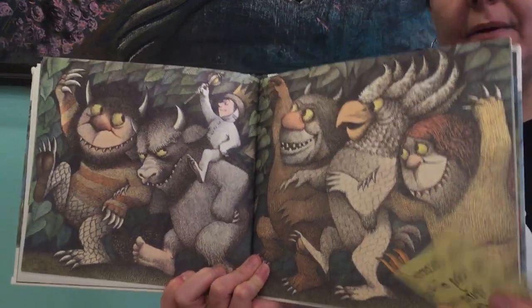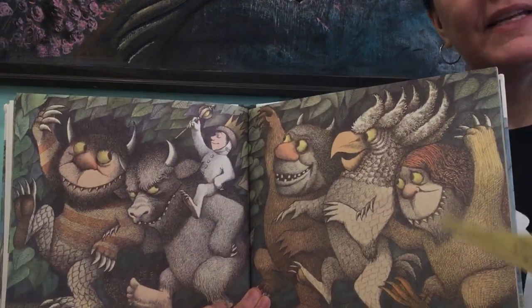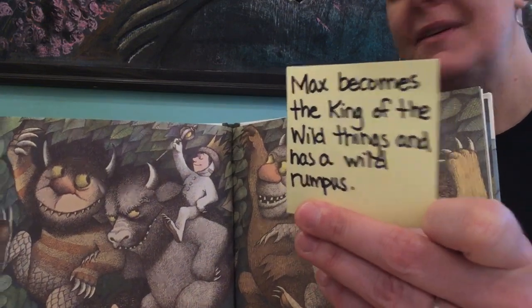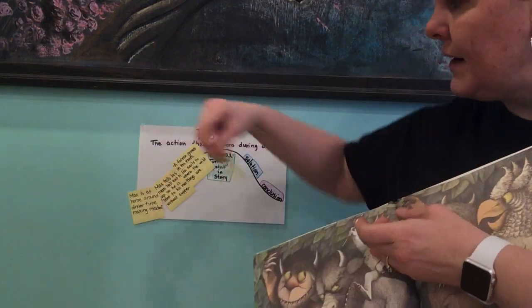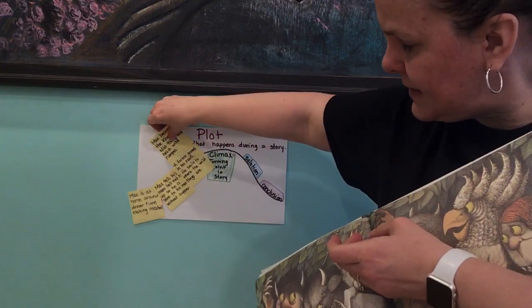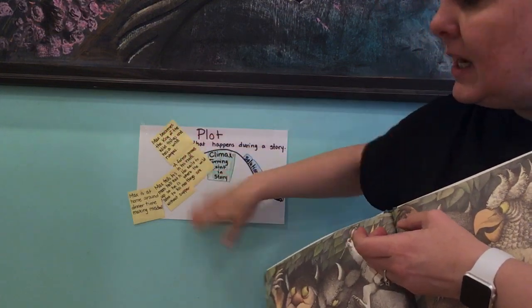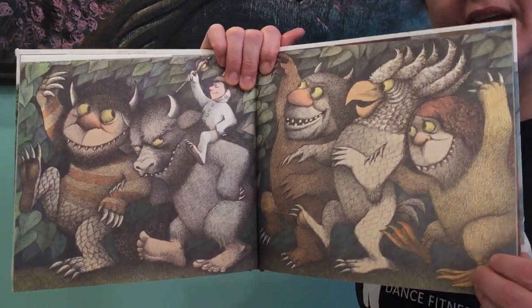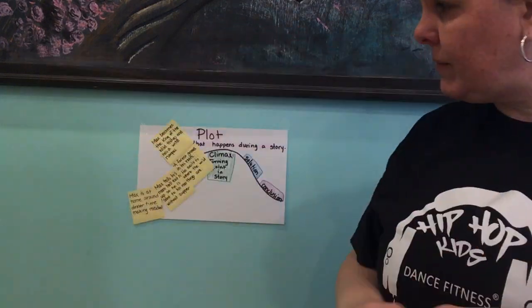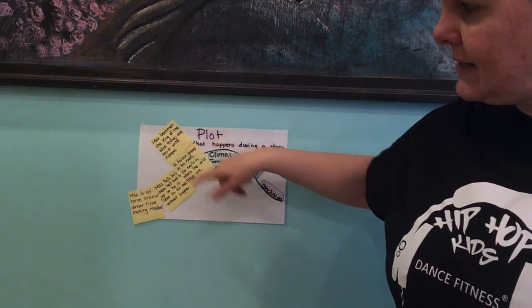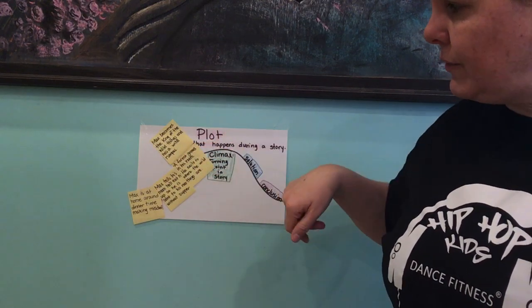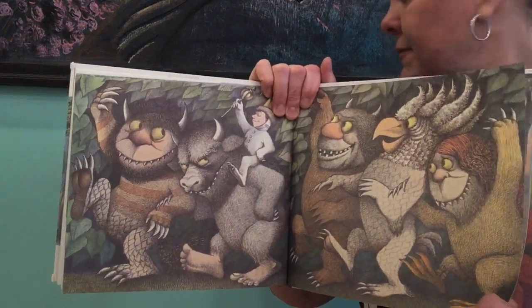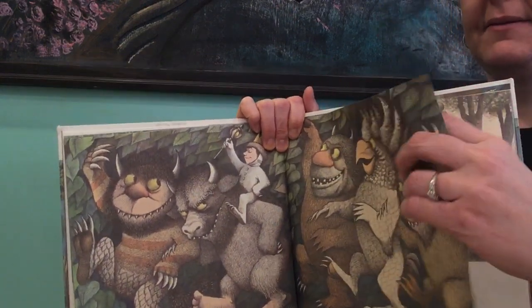So another part of our rising action is Max becomes the king of the wild things and has a wild rumpus. It's part of the rising action. So I'm going to put this right above there because that's still part of that rising action. A lot can happen during the rising action. It's not usually just one thing. It's several things. And here we have 3 things. Max becomes the king of the wild things and has a wild rumpus. A forest grows in his room. He sails to where the wild things are. All that happened before we get to the climax.